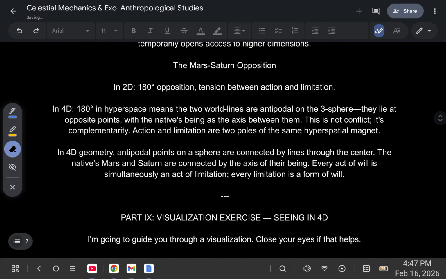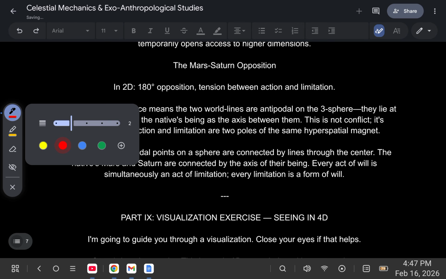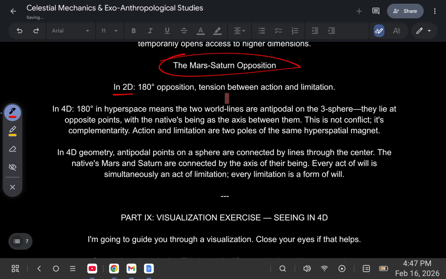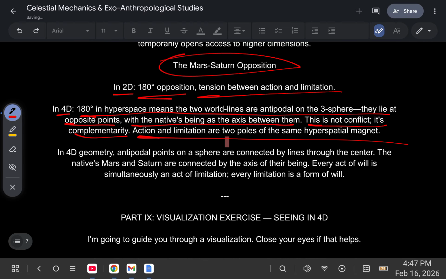Alright, let's observe the Mars-Saturn opposition. So in 2D, 180 degrees opposition, tension between action and limitation. In 4D, 180 degrees in hyperspace means the two world lines are antipodal on the 3-sphere. They lie at opposite points, with the native's being as the axis between them. This isn't conflict, it's complementarity. Action and limitation are two poles of the same hyperspatial magnet. So in 4D geometry, antipodal points on a sphere are connected by lines through the center. The native's Mars and Saturn are connected by the axis of their being. Every act of will is simultaneously an act of limitation. Every limitation is a form of will.